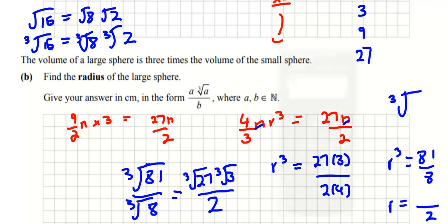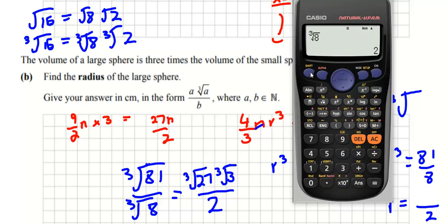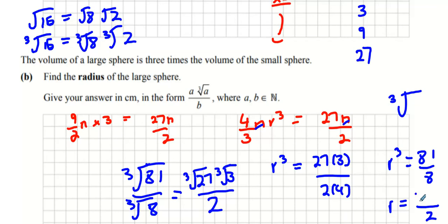And the cube root of 27, shift cube root of 27 is 3. So it's 3 cube root of 3 over 2. Harsh question. Alright guys, that's us for the remainder, all the way to question 8 to 14.